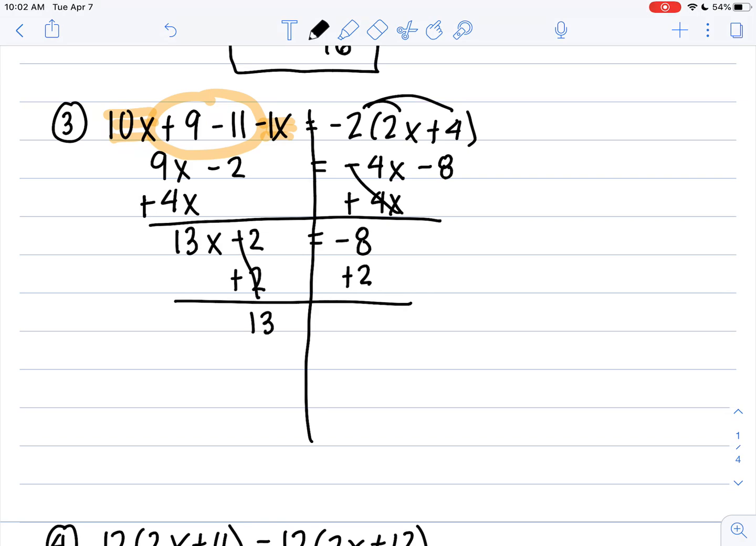So 13x equals negative 6, divided by 13. Again, we can't simplify there. So x equals negative 6 over 13.